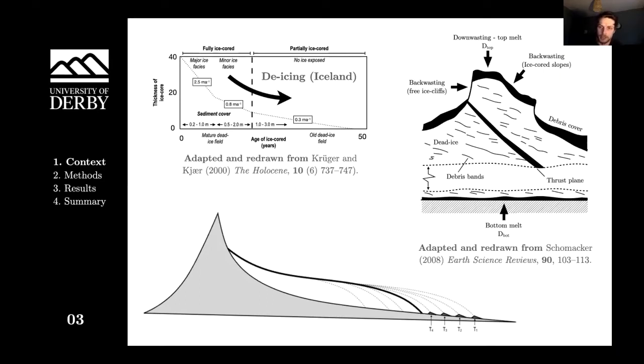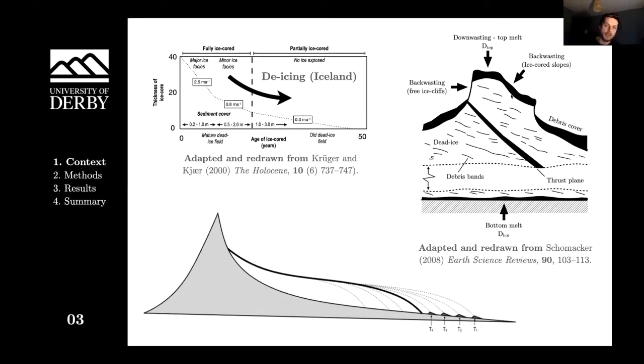For example, I'd like to draw your attention to this diagram here. We can see that we've got an ice component within the landform, and we can see that our landform subsequently adjusts as that ice melts out, either by back wasting with ice-free cliffs, back wasting for ice-cored slopes, or by down wasting from the top.